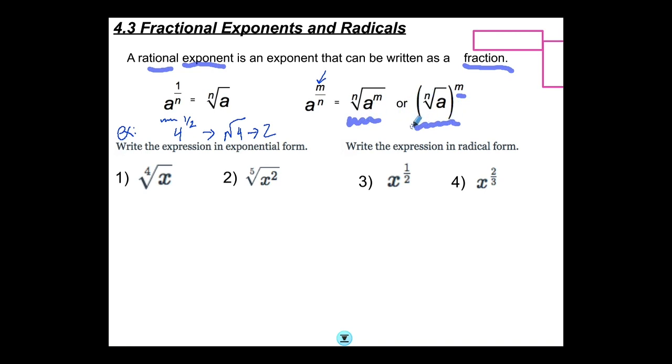So we have two different forms here. One is called radical form. This is what we call radical form. And then we're going to put things into exponential form. That's like this. And so we're going to do a couple things, vice versa. So we'll go from radical form to exponential form, and then from exponential form to radical form.